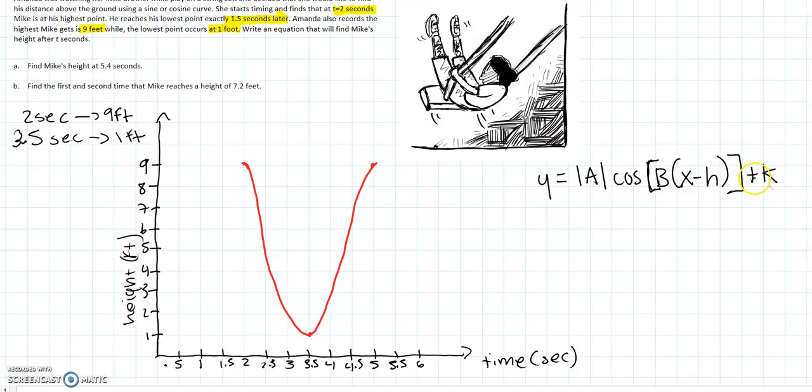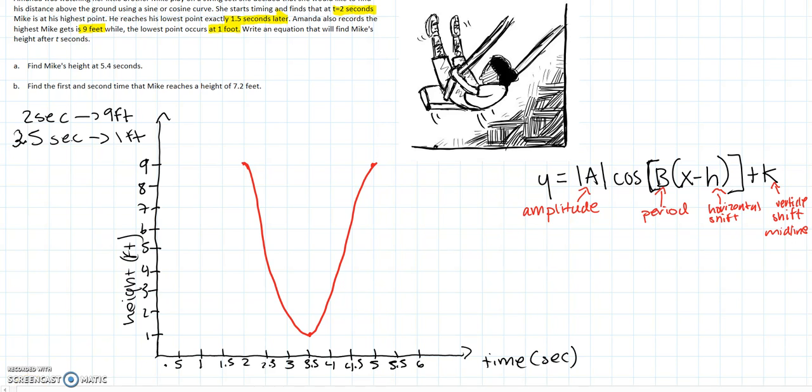plus k. Here you could be confused by what the letters mean, but the a equals the amplitude, which is the height of the hill, and the b relates to the period, or how many cycles the graph is going to go, and our h equals our horizontal shift, and our k is our vertical shift. So our k could also be our midline.